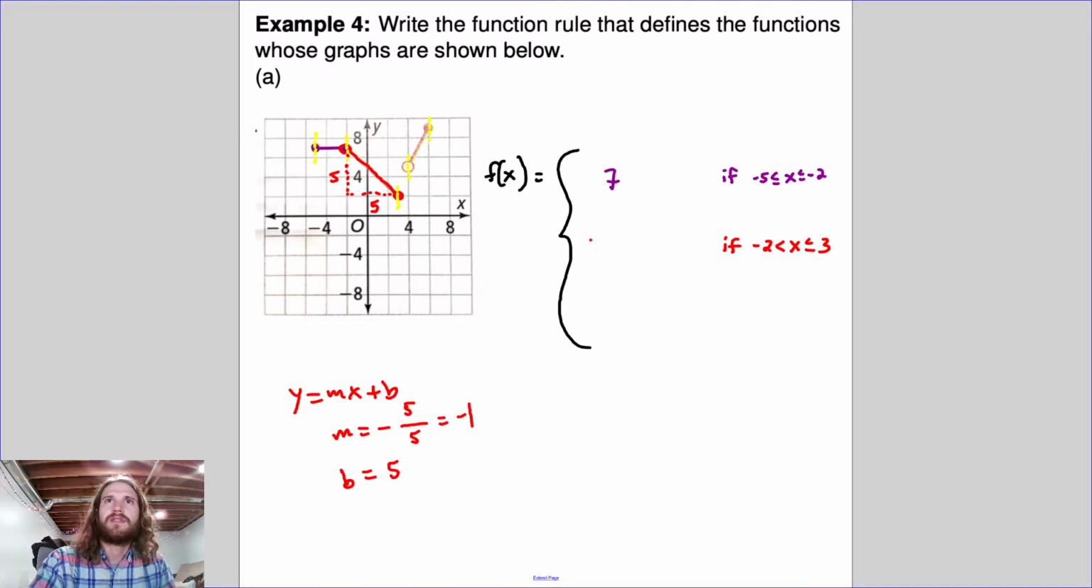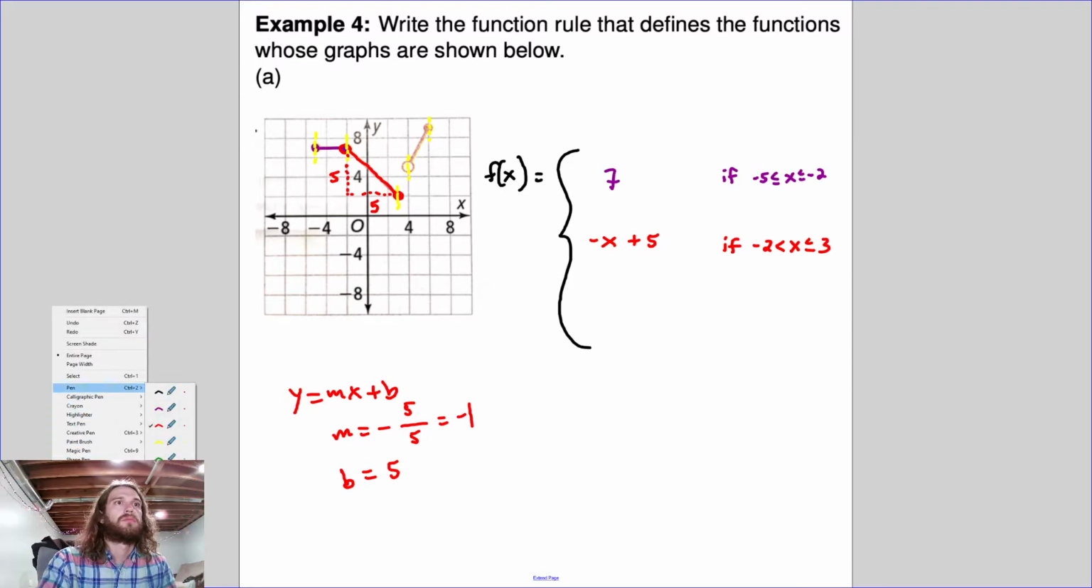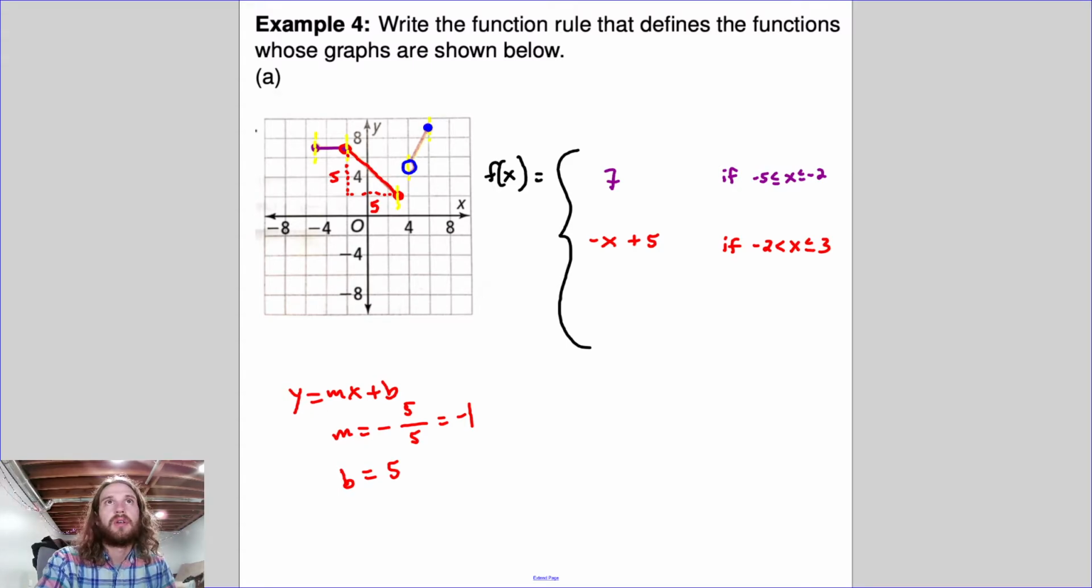So how do we write this? This is y equals negative x plus 5. And in blue, we have an open circle here, a closed circle here, and we're connecting between them. Boom! All right, sweet. Let's do this.